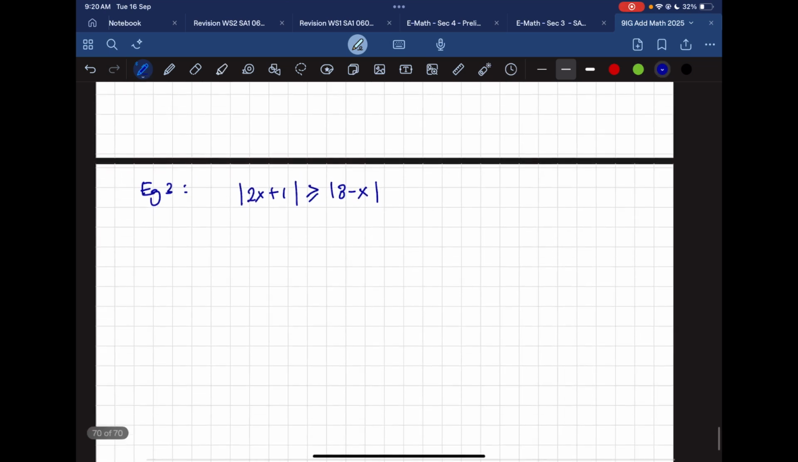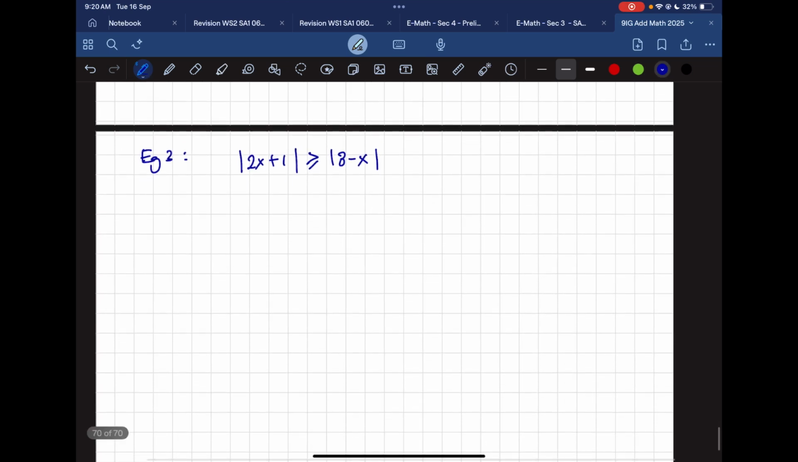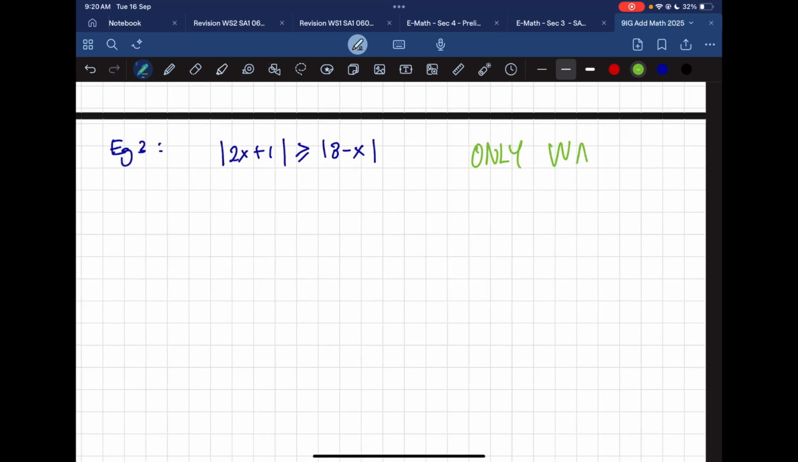Now, if we have a modulus on both sides of an inequality, there's not really a rule we can apply, like mod P is less than Q or something like that. We can't do that. The only way is for us to square both sides. That is really the only option that we have. So let's square both sides.